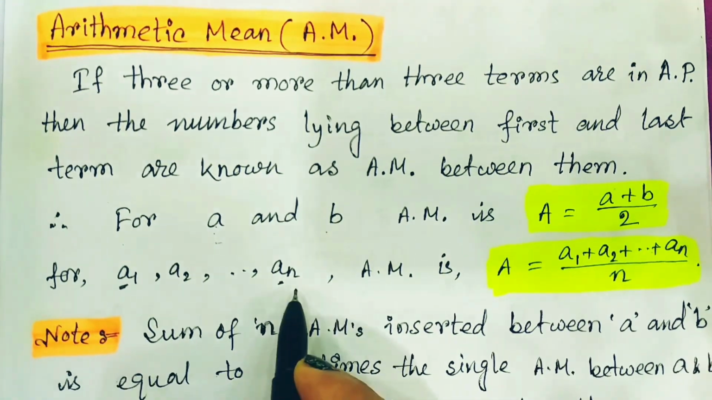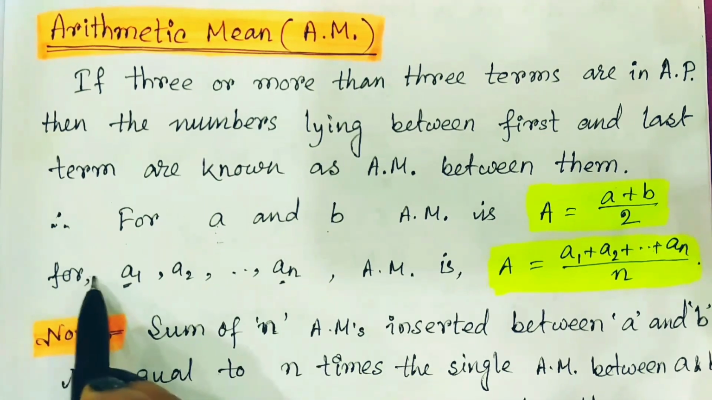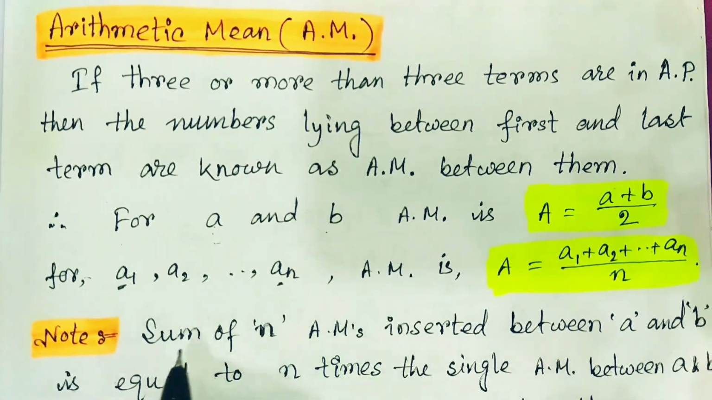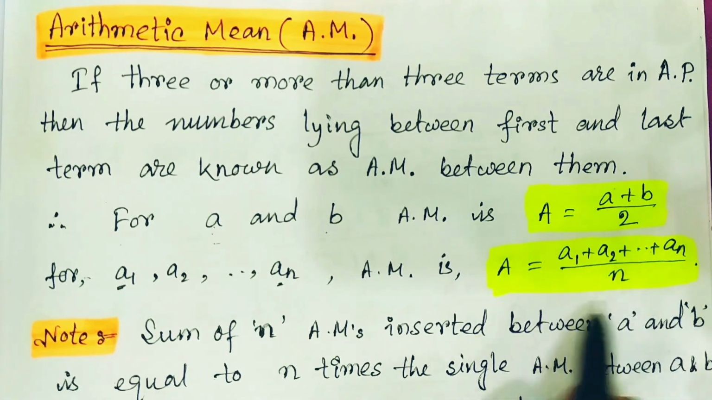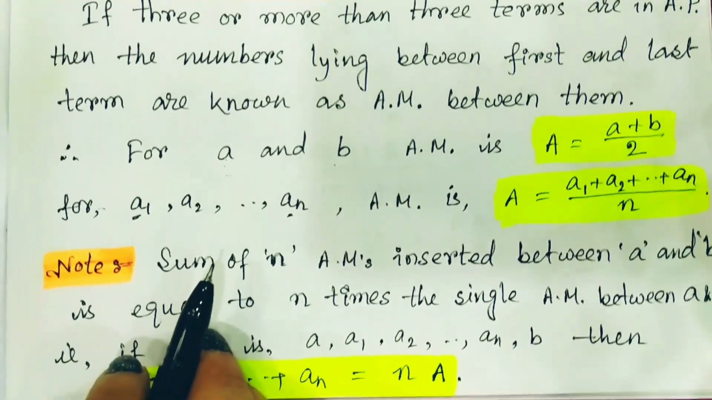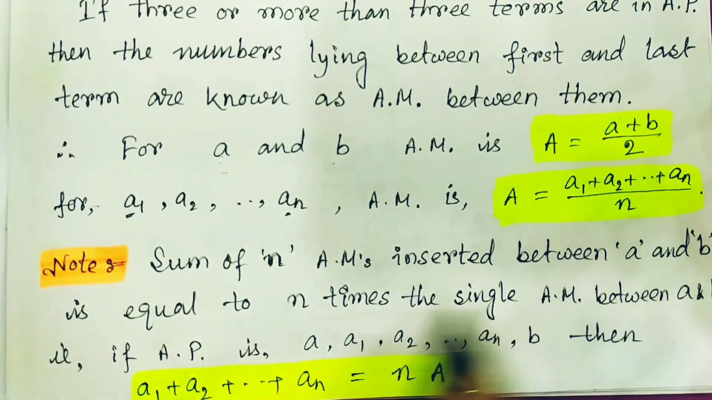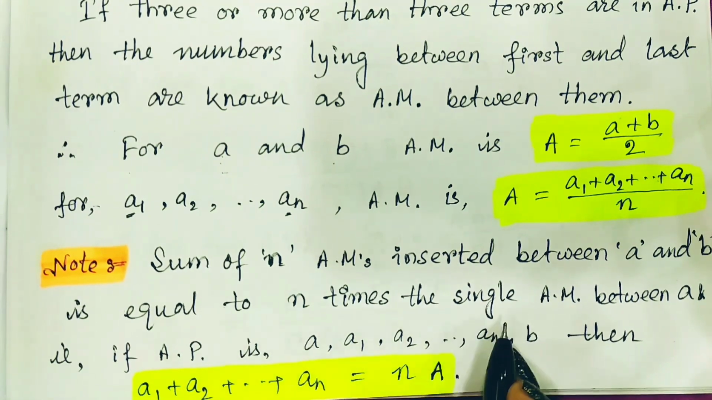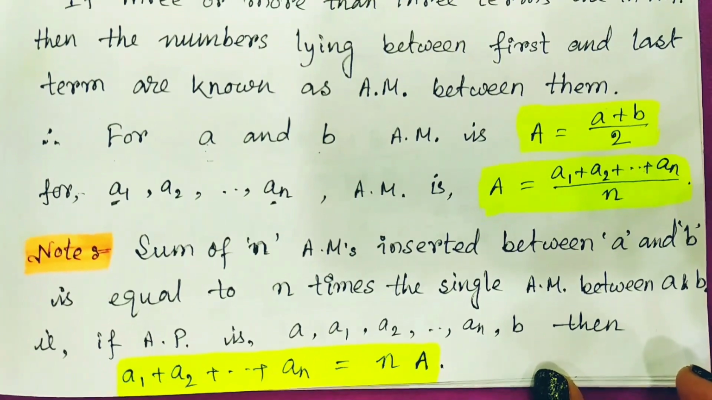If there are n terms and we want to find the mean of these terms, then again we just add all those terms and divide by how many terms there are. That is (A1 plus A2 up to An) divided by n, since n terms are there. So you should note that the sum of n arithmetic means inserted between A and B is equal to n times the single arithmetic mean between A and B.